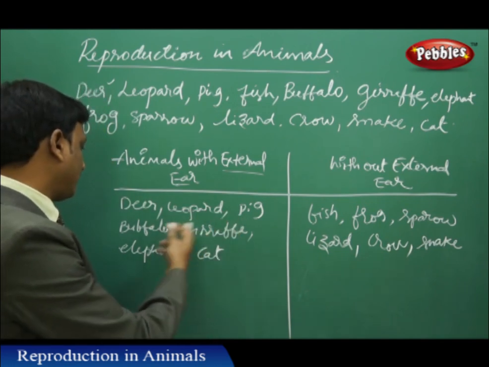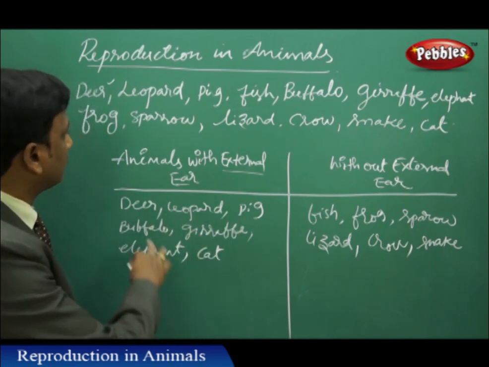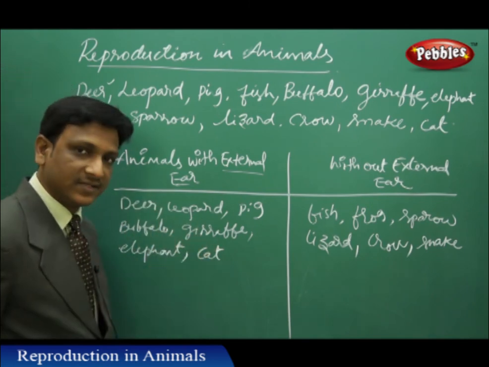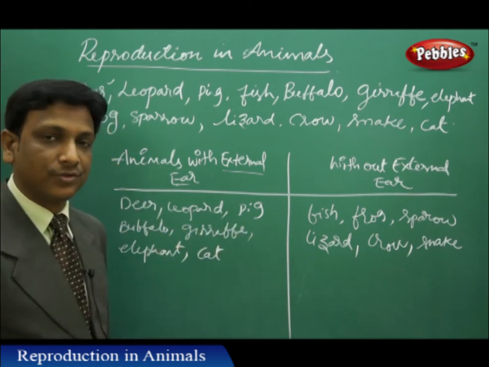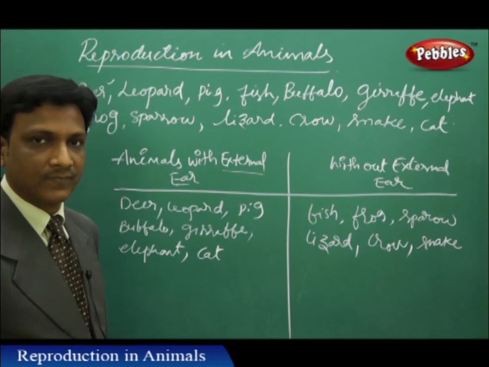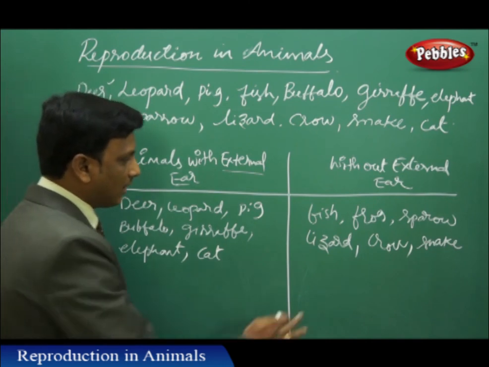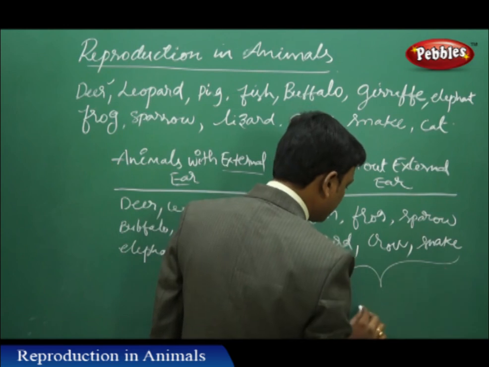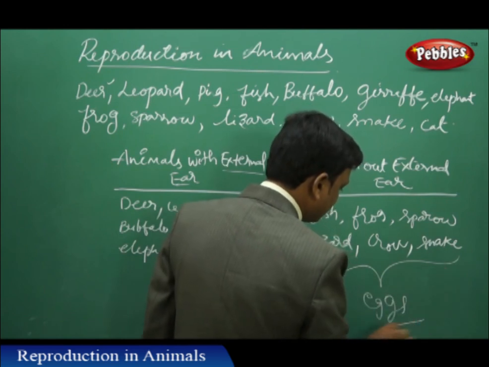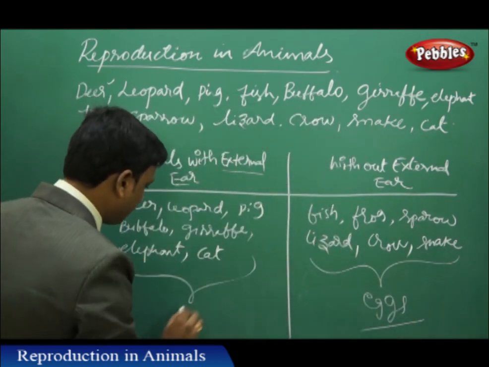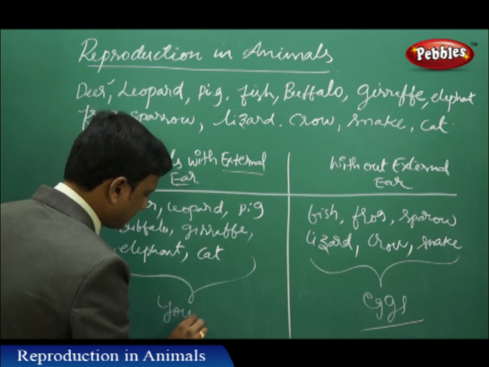See, 1, 2, 3, 4, 5, 6, 7. Among this list, these animals have external ear. These animals do not have any external ear. If you see, all these animals reproduce by laying eggs. All these animals reproduce by giving birth to the young ones.